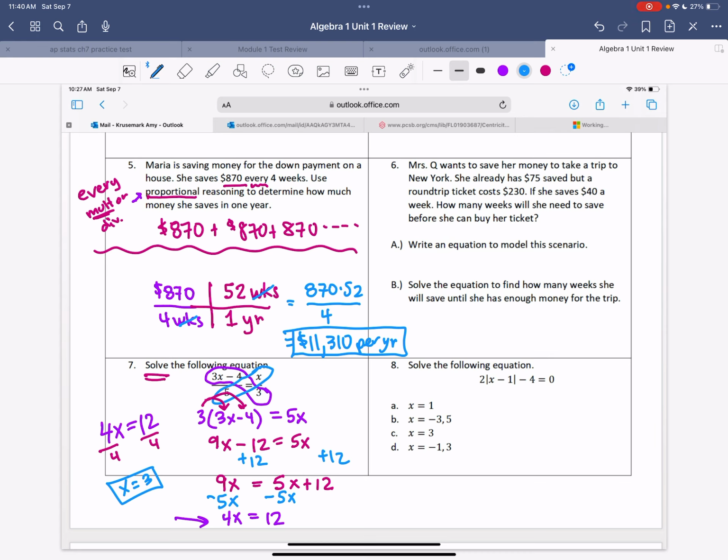Okay, so she has 75 to start, and then 40 times W. So if she only saves 1 week, she only has $40 to add to her total. Again, imagining this would be a 2, then she'd have $80, or 40 times 2. So this would be our formula. Okay, and that's going to take a lot of practice, but that's where we're at. And now it says, let's solve. So we notice that in our PEMDAS, we have an addition sign here, so we're going to do the inverse. We're going to go ahead and subtract 75 from both sides.